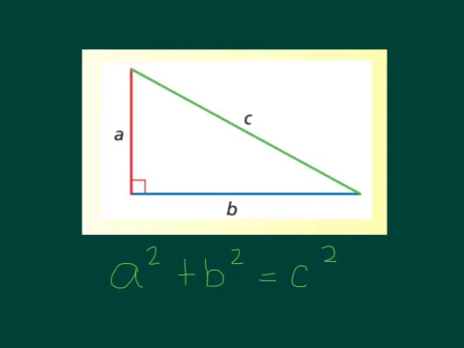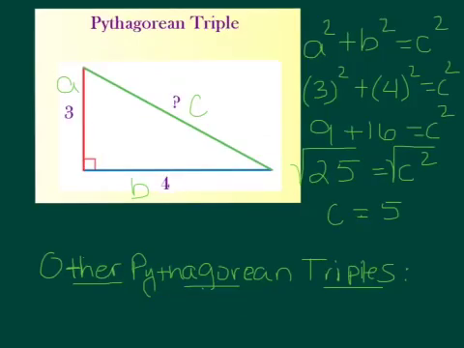So we know that we can relate the sides of a right triangle through the Pythagorean theorem. The Pythagorean theorem we know is a squared plus b squared equals c squared. So let's do an example using the Pythagorean theorem. This example most of us have seen.